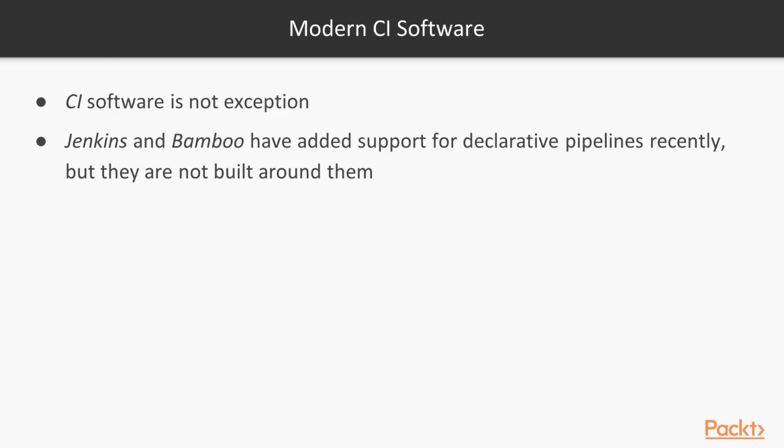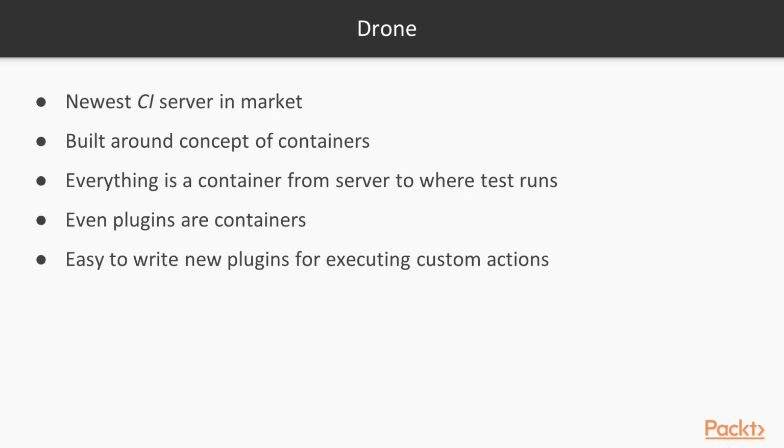One thing that is clear in IT is that the market moves very fast, and every few years a new trend breaks what was considered the perfect solution for a problem. CI software is not an exception to this. Jenkins and Bamboo have added support for declarative pipelines recently, but they're not built around them. Let's see Drone CI. Drone is probably the newest CI server in the market.